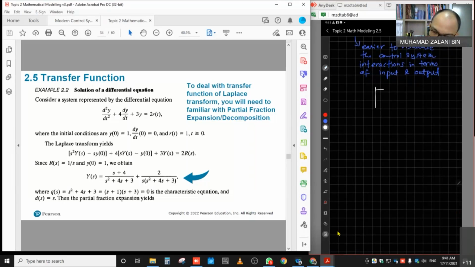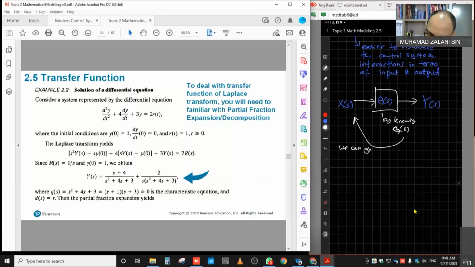So let's say I have this diagram that shows the transfer function G(s), with input X(s) and Y(s) at the output. Through the mathematical modeling, Laplace transform, and the transfer function, we now know G(s), this transfer function.